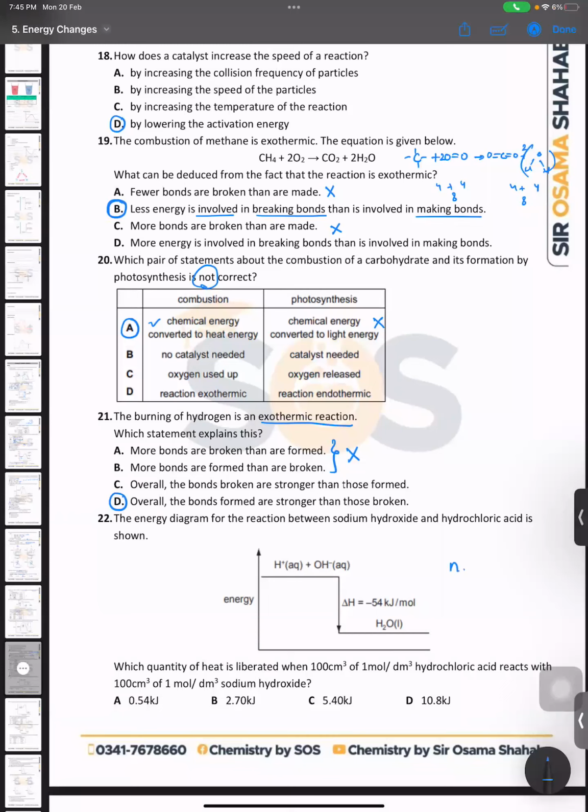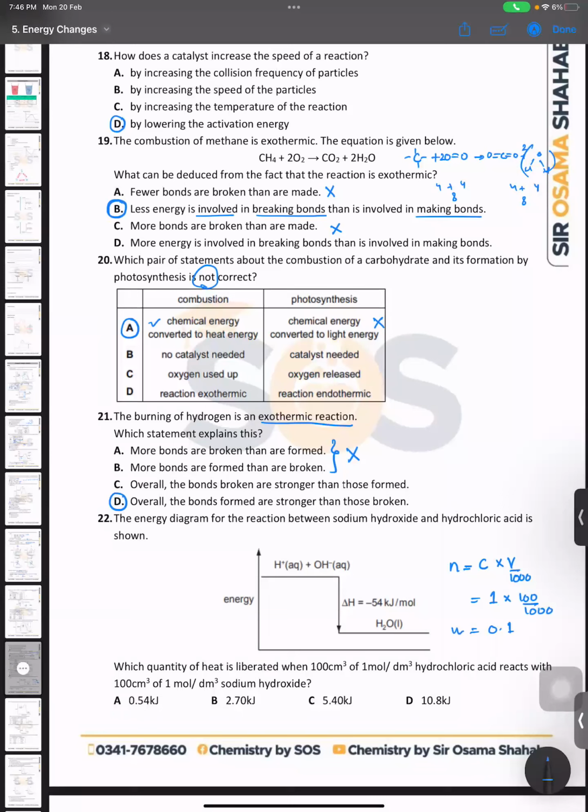Look, the formula for the number of moles: if we have concentration and volume in cm³, we know that we need to multiply concentration with the volume in dm³. The volume right now is 100 over 1000, so it is 0.1. So the number of moles of both would be 0.1. Right, children? Yes, sir.